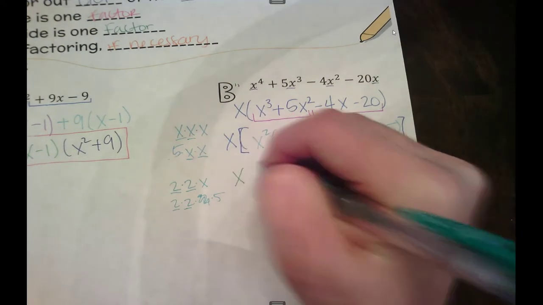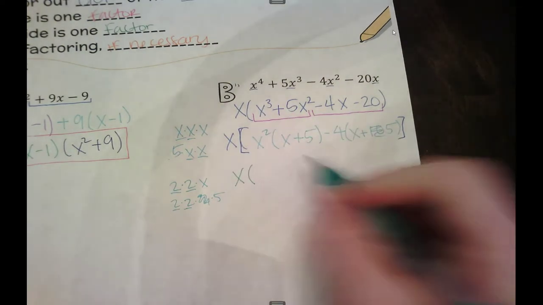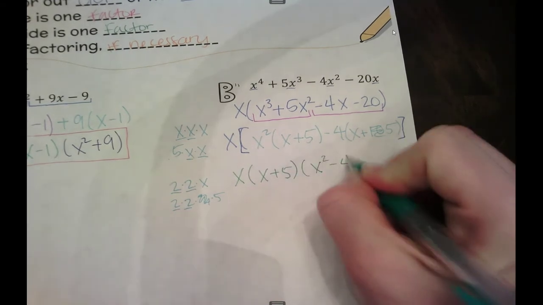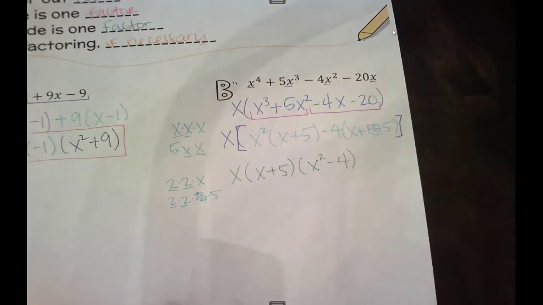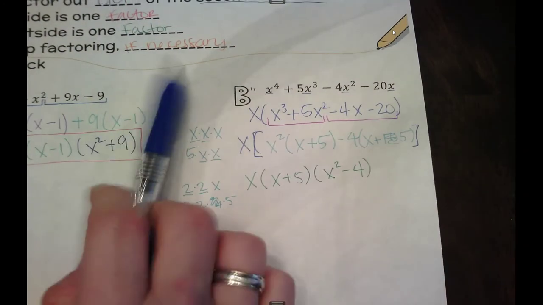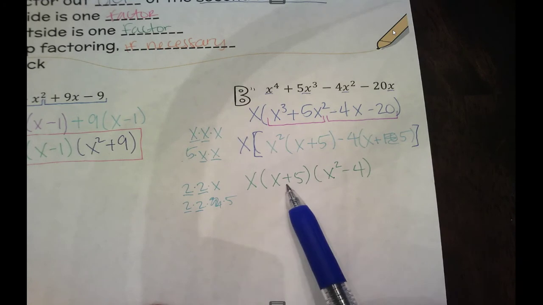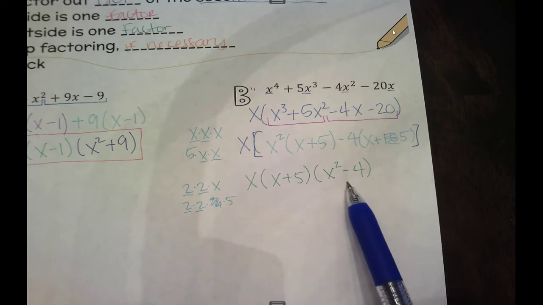Okay, let's see what we got here. We got this x hanging out front. We got x plus 5 on the inside. x squared minus 4 on the outside. Step 5. Keep factoring if necessary. This is factored as far as possible. This is factored as far as possible. But can we factor this?